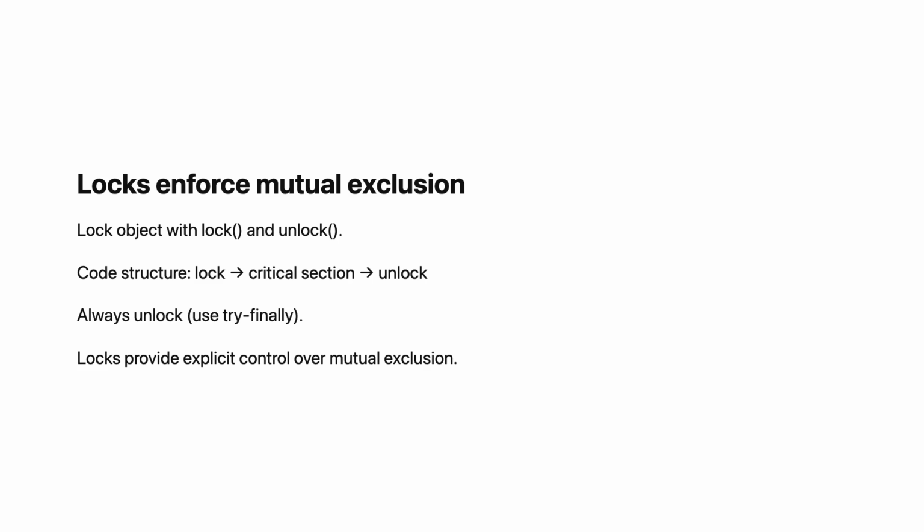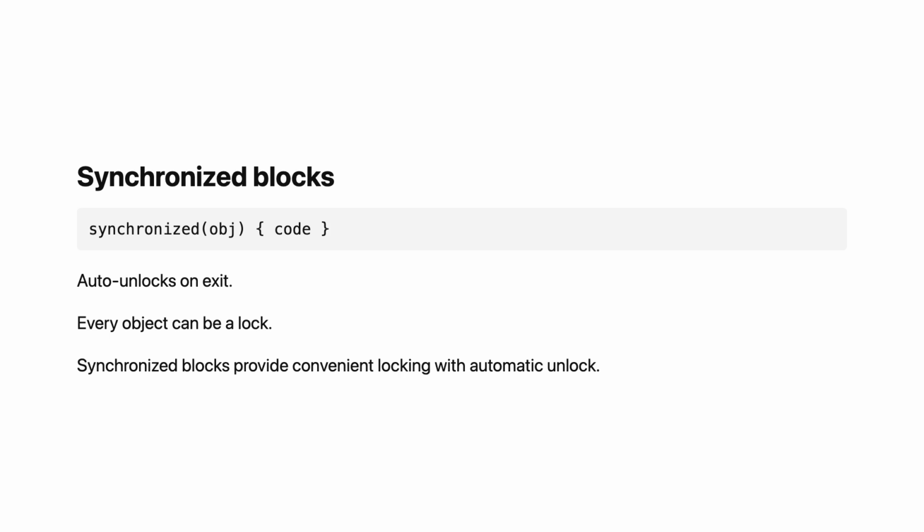In Kotlin and Java, you can use ReentrantLock or synchronized blocks. A synchronized block is a simpler way to lock. synchronized(object) { code }. The object is the lock. Only one thread can be in synchronized blocks on the same object. Every object in Kotlin and Java can be a lock. You choose what to synchronize on.